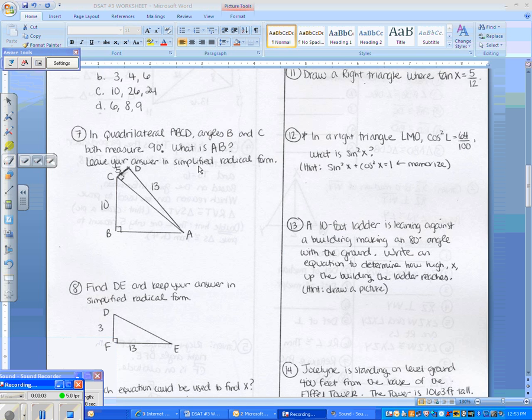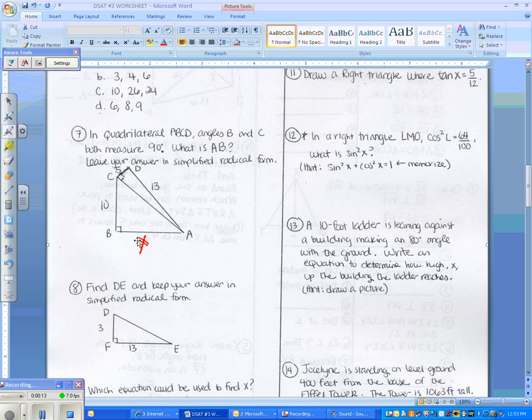Moving on, number 7. In quadrilateral ABCD, angles B and C both measure 90 degrees. What is AB? So we're trying to figure out how long AB is. The first thing you want to do is notice that I don't give you any angle measures and only give you one side, so we can't use trigonometry. But if you look at this top triangle, I do give you two sides of that right triangle, so we can first find out how long CA is, and then work backwards and figure out what AB is.